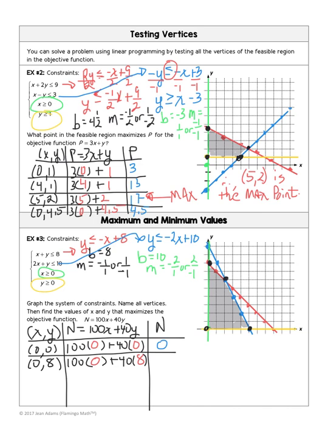So 100 times 0 is 0, plus 40 times 8 is 320, and then add 0 to that, you still get 320. So far that's the biggest.